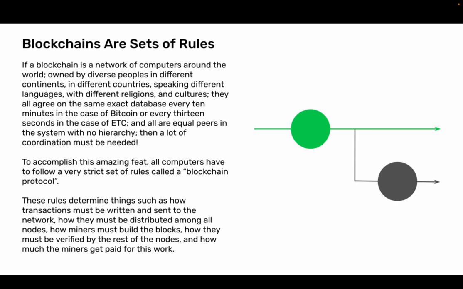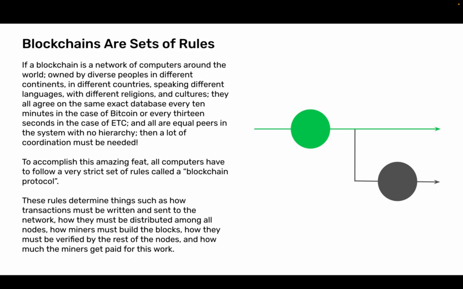Blockchains are sets of rules. If a blockchain is a network of computers around the world, owned by diverse peoples in different continents, in different countries, speaking different languages, different religions and cultures, they all agree on the same exact database every 10 minutes in the case of Bitcoin, or every 13 seconds in the case of ETC, and all are equal peers in the system with no hierarchy, then a lot of coordination must be needed. To accomplish this amazing feat, all computers have to follow a very strict set of rules called a blockchain protocol.